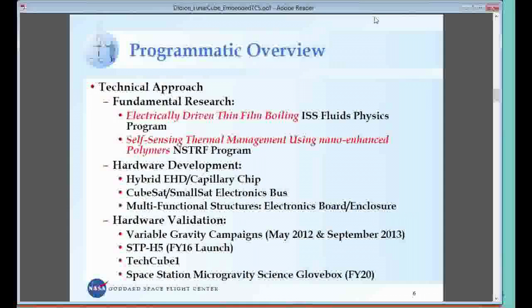Hardware development, so we are developing some hardware. I'll talk about that a little bit later. And validation, the aforementioned variable gravity flight. I'll talk a little bit about STPH5, which is an experiment we have coming up. TechCube, which is a CubeSat opportunity that we have next year. Unfortunately, right now that involves a lot of going to church and believing because we have no money, no time, but somehow we'll manage to do it. And then the space station glove box experiment, which is the EHD thin film boiling experiment. Next chart, please.